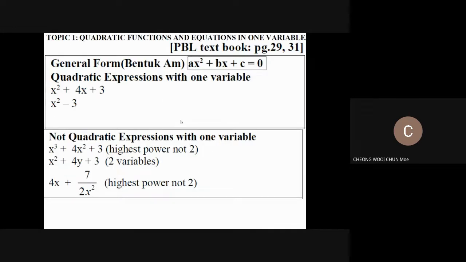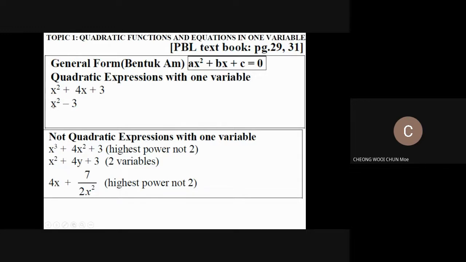So we start off with chapter 1. Chapter 1, quadratic functions and equations in one variable. So you need to understand the topic. Quadratic functions. What is the meaning of quadratic? Why is it one variable? Quadratic means the highest power of x is 2. These are all examples of quadratic expressions in one variable, x power 2. One variable means one unknown, x only. There's no x and y. If there are two variables, it is not.